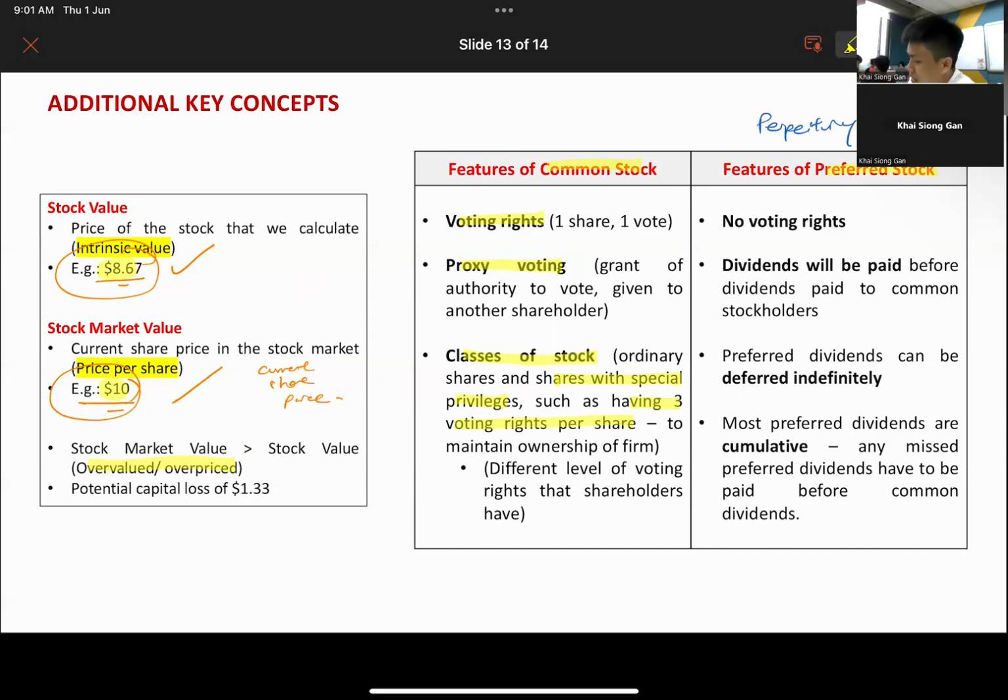But for preferred stock, there's no voting right. Dividends will be paid forever. Every time the company is not able to pay the dividends, they will be accumulated and paid in the future. So all the preferred dividends are cumulative. Any missed amount will be paid in the future before common dividends. So these are the features of preferred stock.